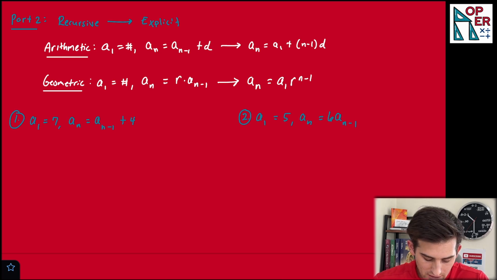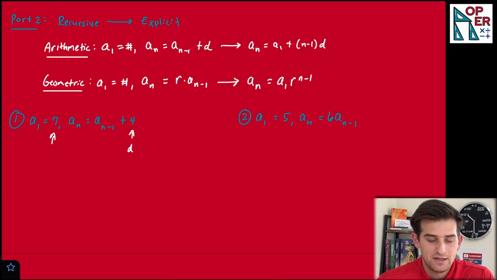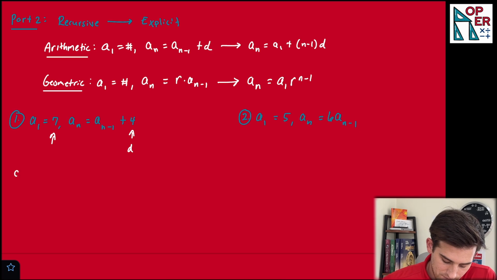So for number one, we have a sub 1 equals 7, and a sub n equals a sub n minus 1 plus 4. So we see the plus 4 there. That tells me it's arithmetic. And so we see our first term is 7. We have our common difference, which is 4. And now we can plug that information into our explicit equation. So a sub n equals a sub 1 plus n minus 1 times the common difference. So a sub n equals 7 plus n minus 1 times 4.